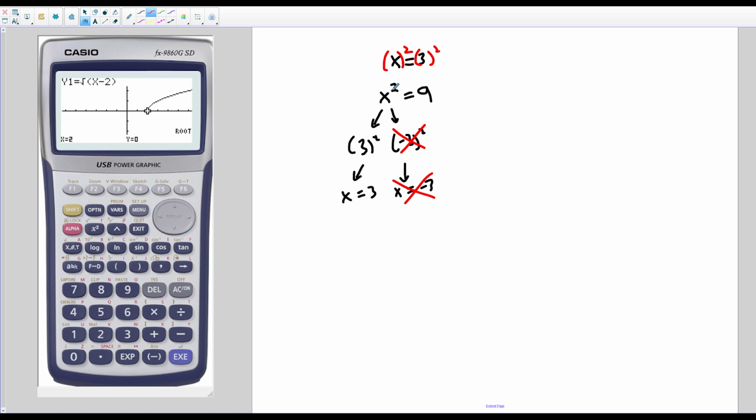So the takeaway from this is that anytime we square both sides of an equation, we inherently get an extra answer that may or may not work in our original equation. All right. So while squaring doesn't necessarily mean for sure you will have extraneous roots, it's always a good idea to double check by verifying all of your answers.